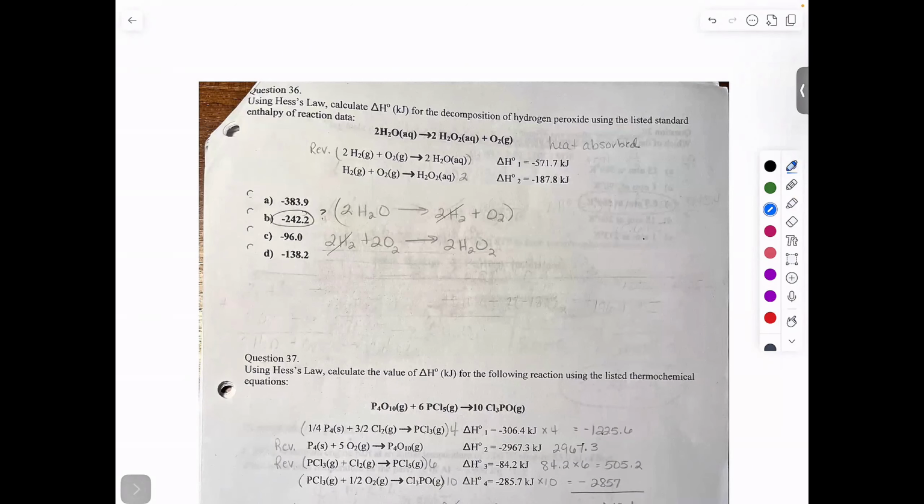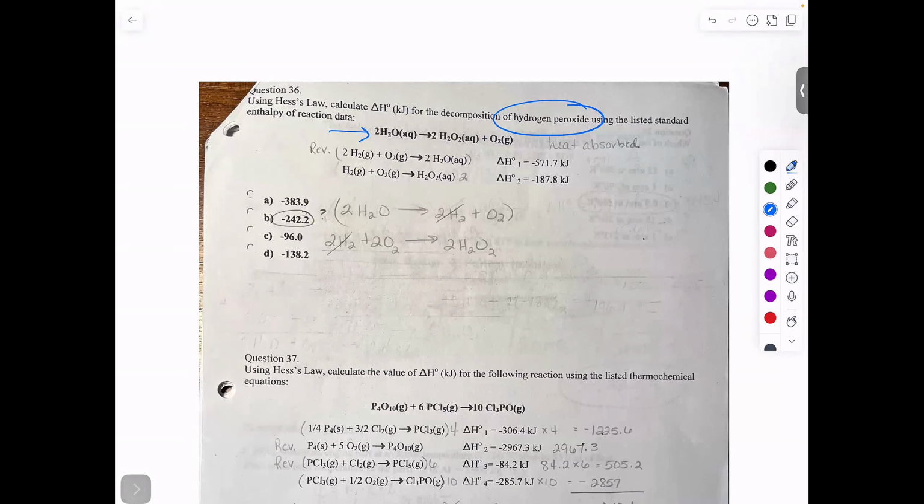Reading the question, they want to know, using Hess's law, to calculate delta H in kilojoules for the decomposition of hydrogen peroxide, and they list the standard enthalpy of reaction data. What they're saying is we broke this down into individual reactions, and you need to add or subtract, multiply, manipulate those numbers to come up with the final delta H for the reaction. Now, notice they want to decompose hydrogen peroxide, whereas they're listing 2 molecules of water. That probably should have been a red flag for me when I read this.